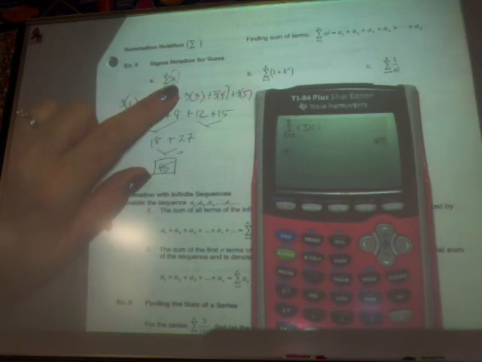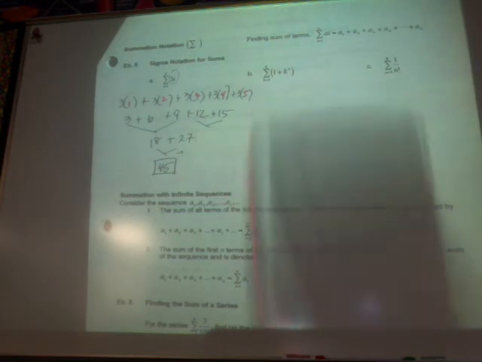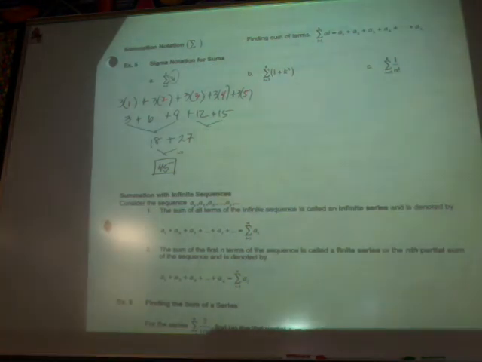And then what do we get? 45. So it calculated it for you. So we'll Google for the older calculators and see. Nobody asked me that last year. Go figure. All right, so look at this one.